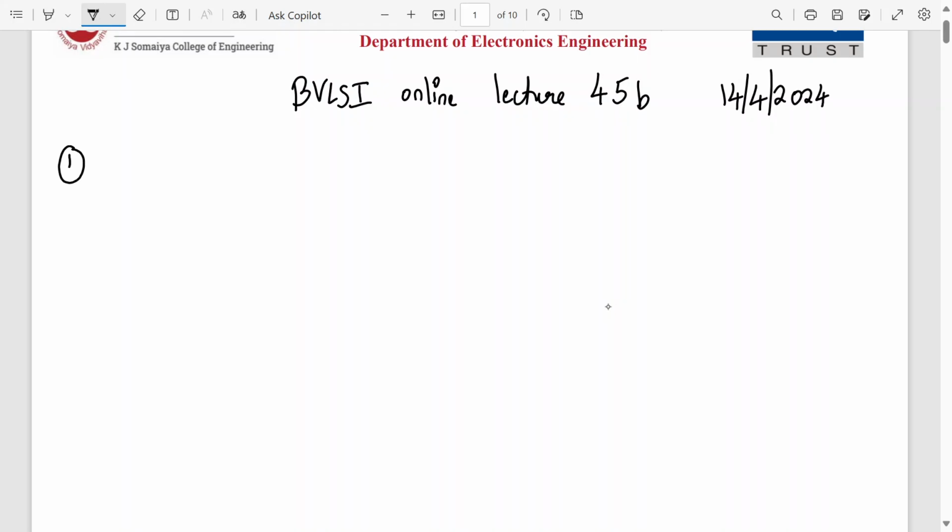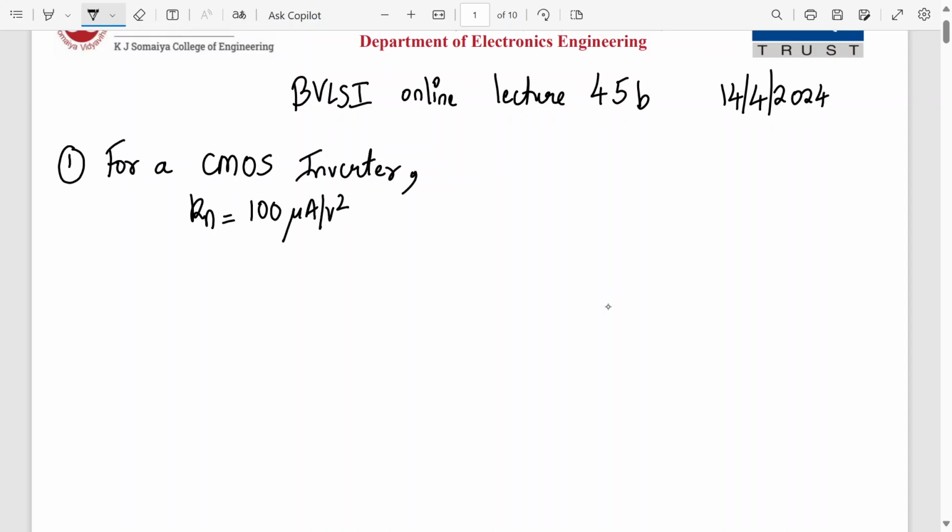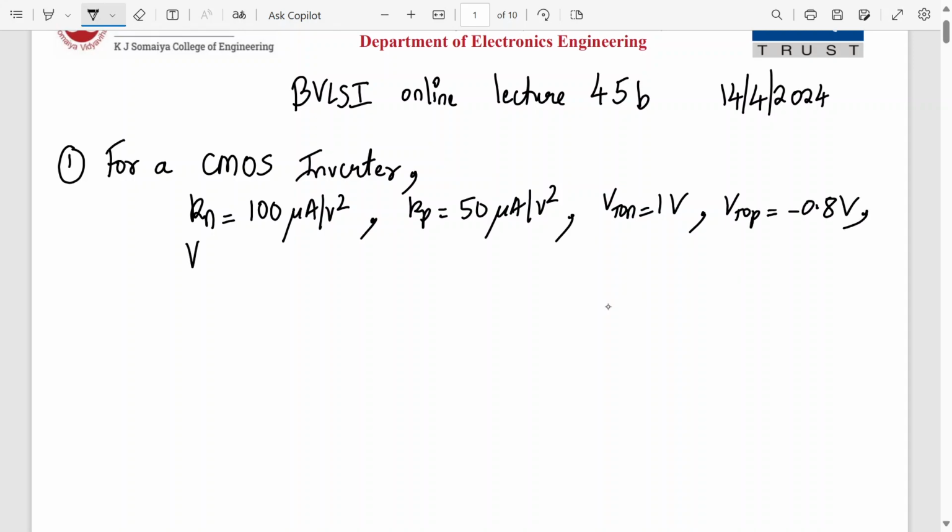Write the numerical statement for a CMOS inverter. The value of Kn is given as 100 microampere per volt square. Kp is given as 50 microampere per volt square. Then VTON is 1 volt, VTOP is -0.8 volt, and the supply voltage is 3.3 volt.